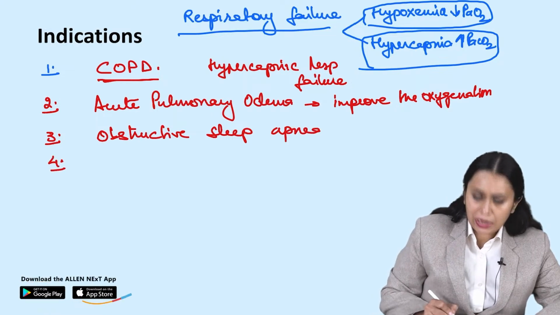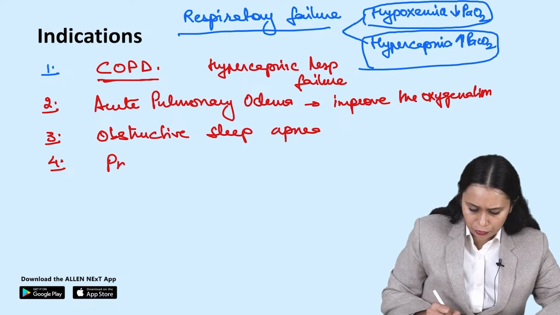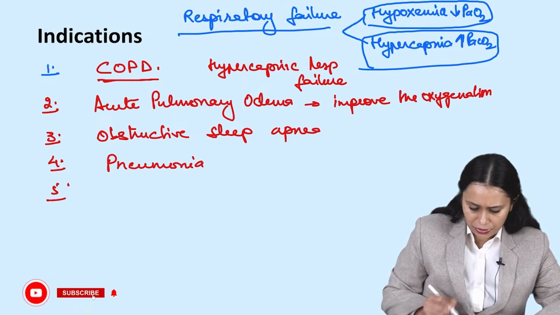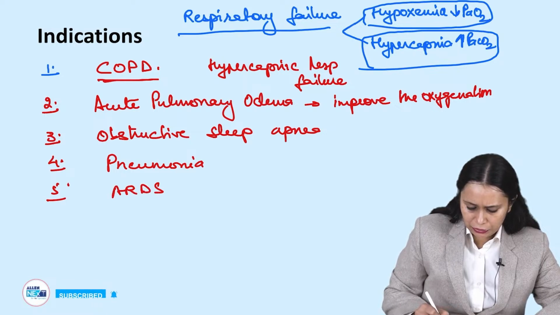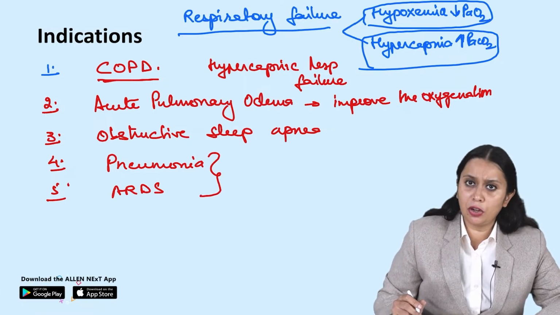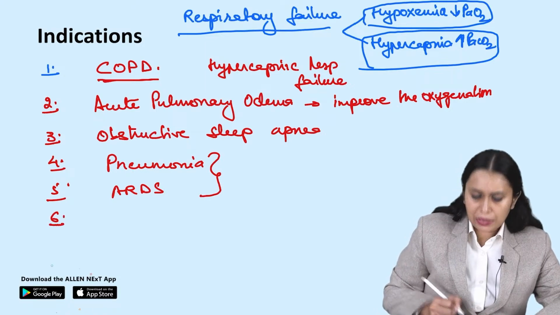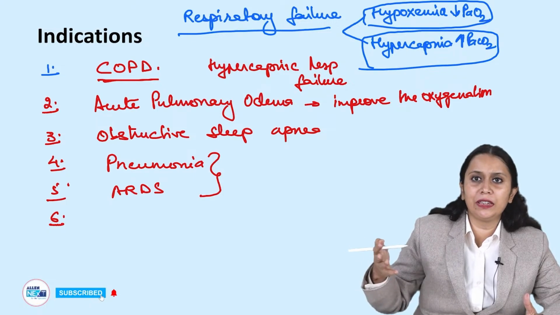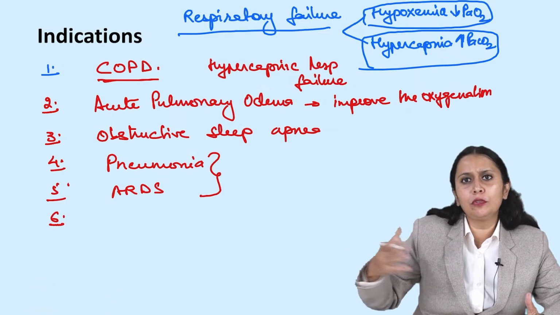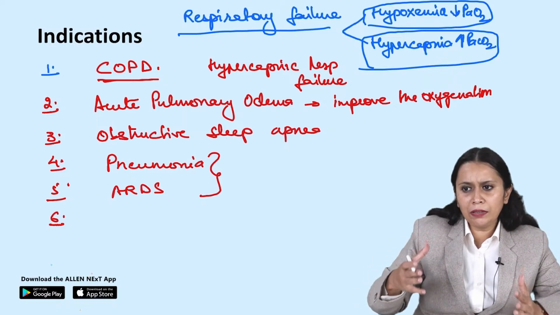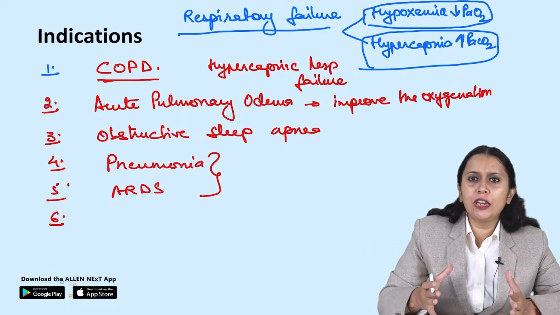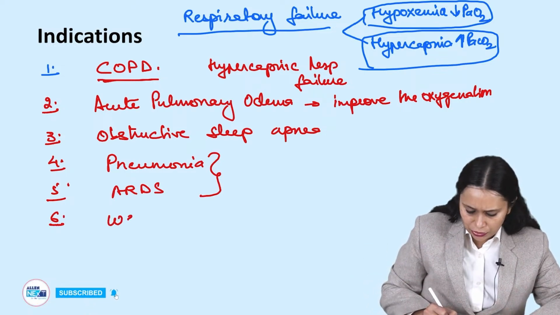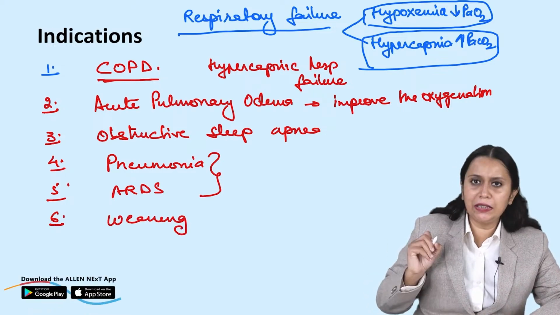Apart from this, it has shown some benefit in pneumonia, in the early stage of pneumonia. It has shown some benefit in ARDS, though for these two, clear-cut benefit has not been shown. And definitely, non-invasive ventilation is a very good way of weaning the patient from invasive ventilation. If we are not able to remove the ventilator from the patient, we can take the tube out and, as a bridge therapy, use non-invasive ventilation when the patient is ready for weaning. So we can use it even for weaning. So these are the indications.